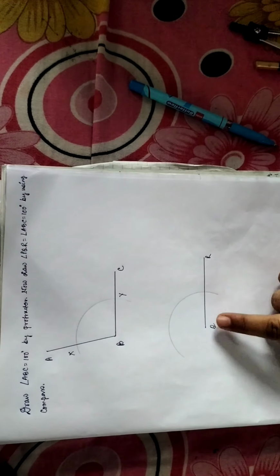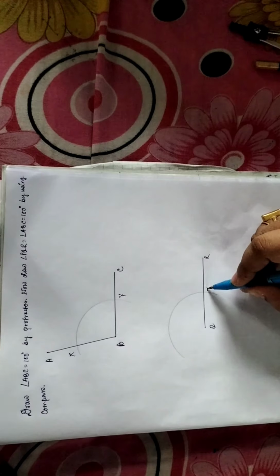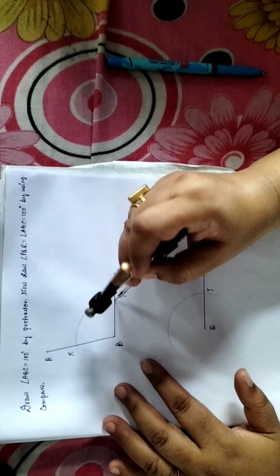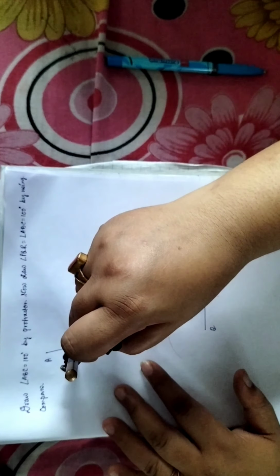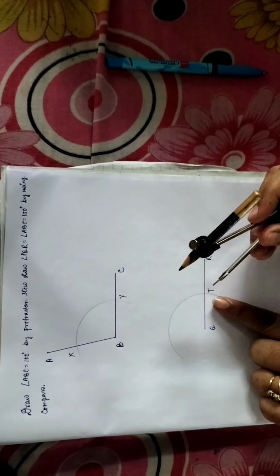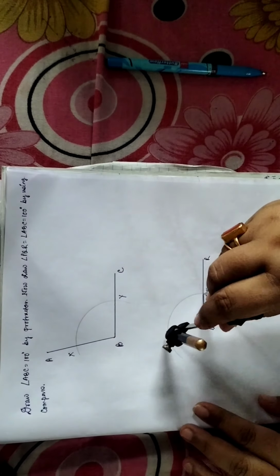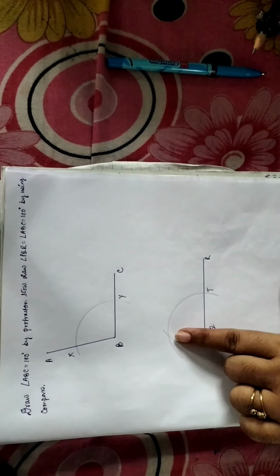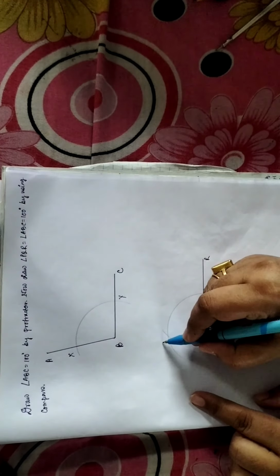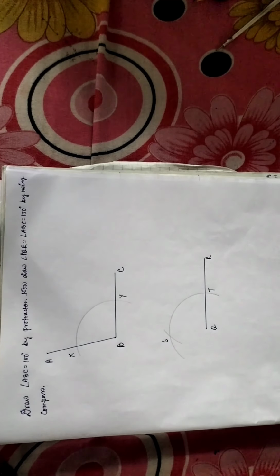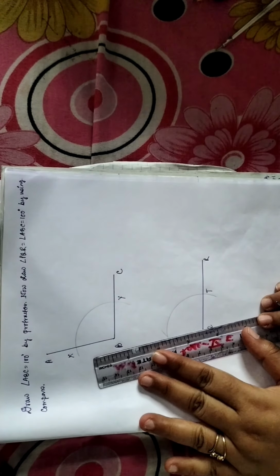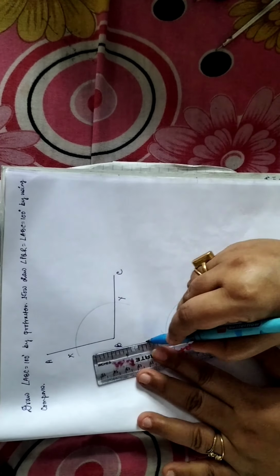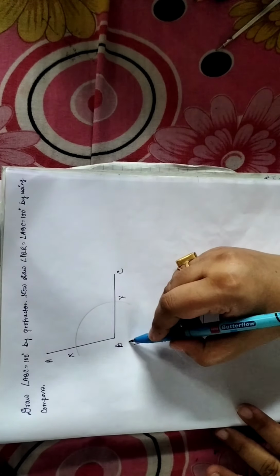Let this arc cut QR at the point T, right? Now, again take the compass, take the measurement of the length of XY by compass. Now, taking T as center and with this particular radius, draw an arc which cuts the previous one at a fixed point. Let's name this point as S. Now, join Q and S. Join Q and S and extend it up to P.